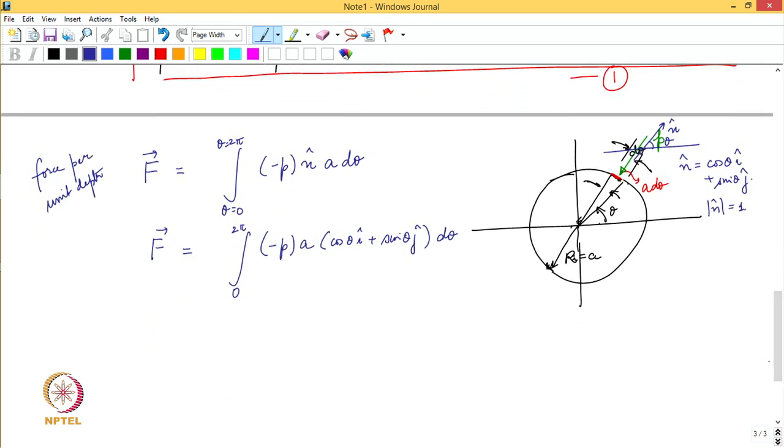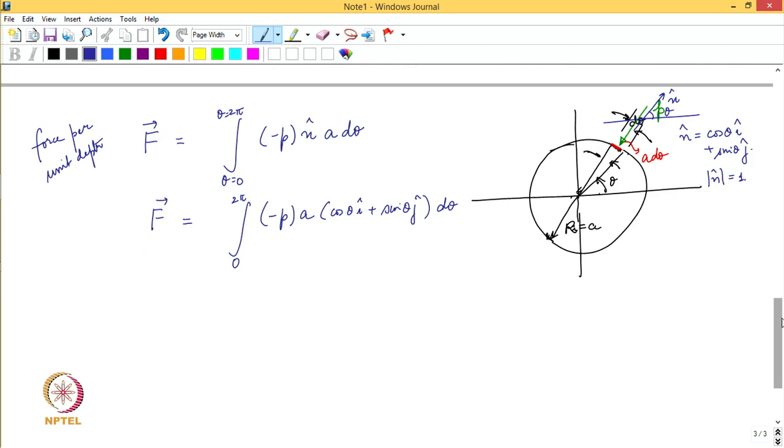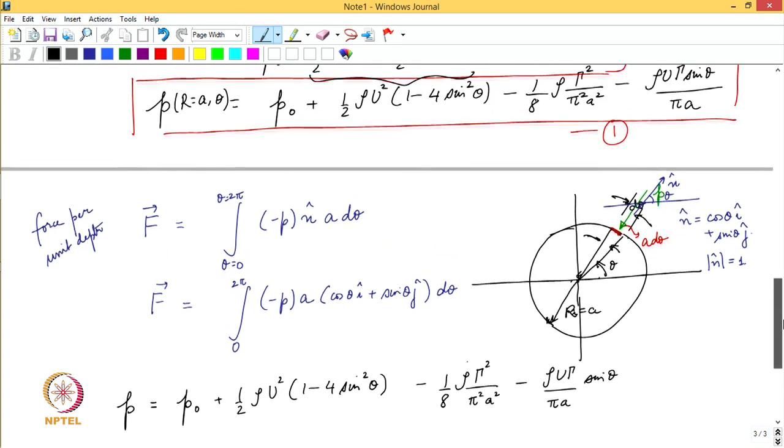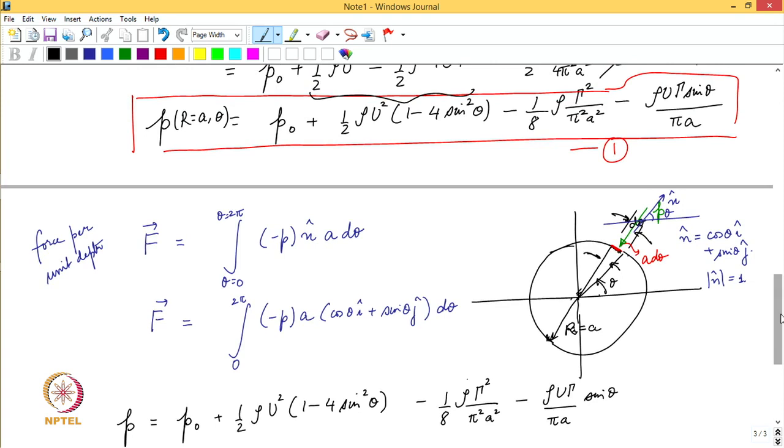Okay. Now, we know the pressure distribution on the surface. Let us write this again on a fresh page. We know that the pressure distribution P on the surface is given as P naught plus half rho u square (1 minus 4 sine square theta) minus 1 by 8 rho gamma square by pi square a square minus rho u gamma by pi a sine theta. That is just to verify from the earlier expression, this is what we have.